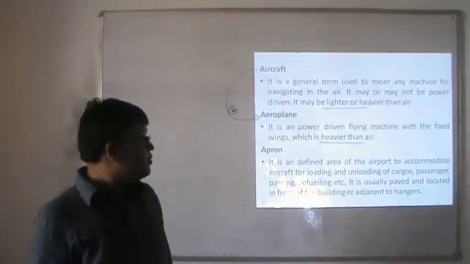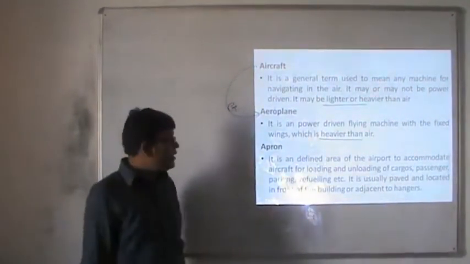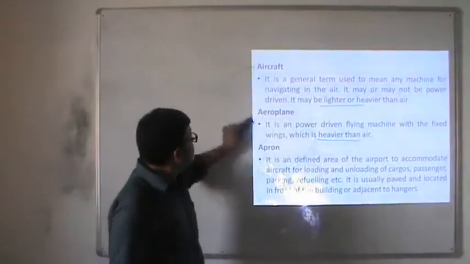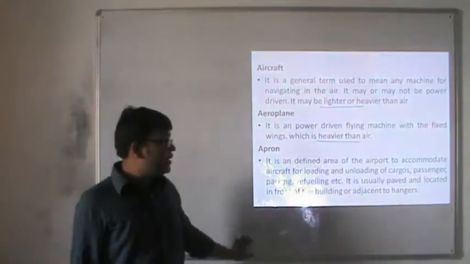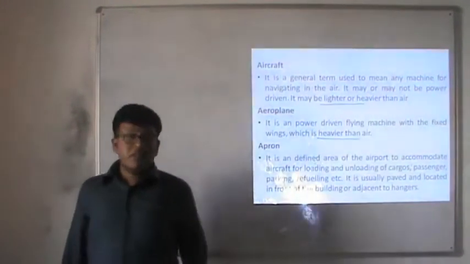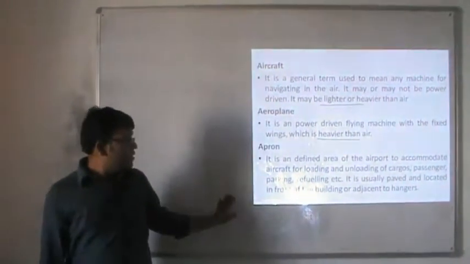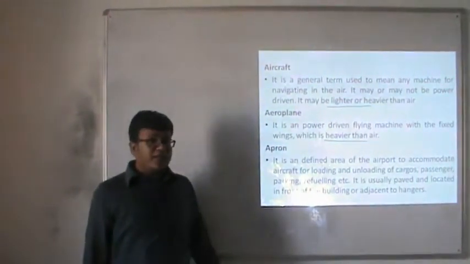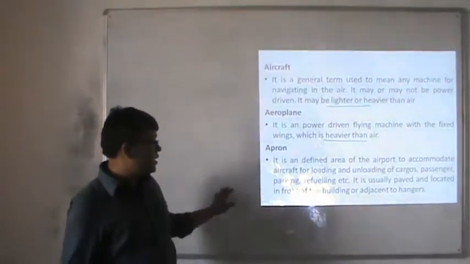So it is a power driven flying machine with the fixed wing, which is heavier than the air. Then the next we have the apron. What is the apron? It is a very defined area provided in front of the gate terminals for the loading and unloading of cargoes, passengers, as well as for parking and refueling purposes. It is generally paved as well as located in front of buildings.